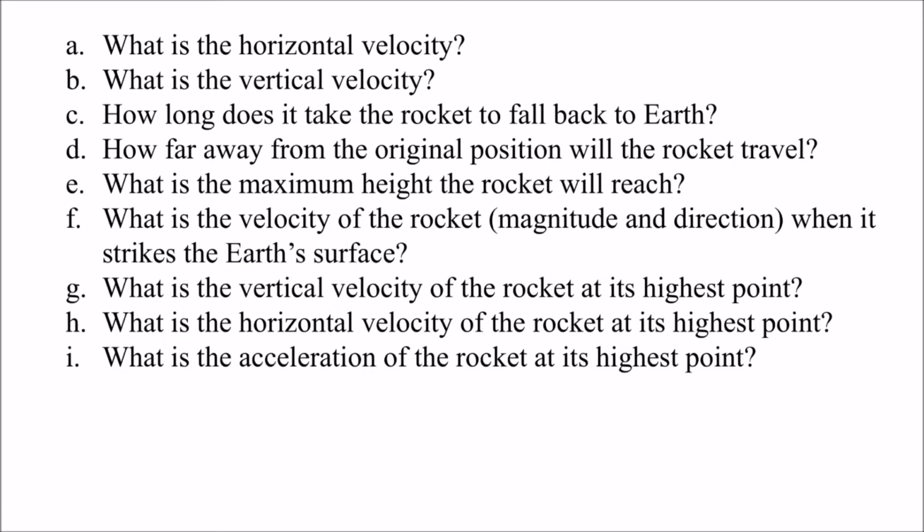That means that your y-axis information that you have is going to have to be about the ball when it is back on Earth at the very end. That way you can solve for the time that it takes to get to the end. If you look at letter E, however, it's asking what's the maximum height of the rocket. That means they're telling you where the ball is.